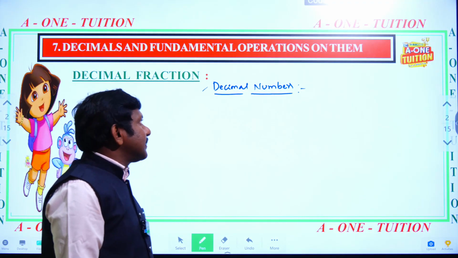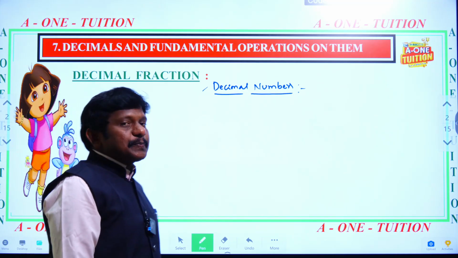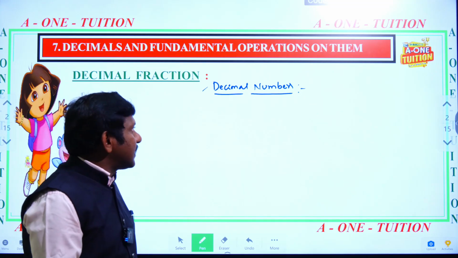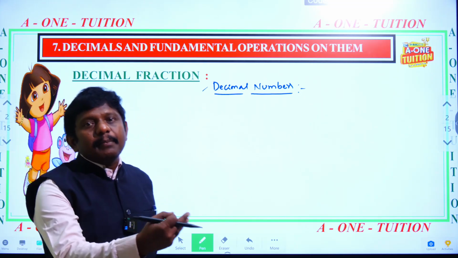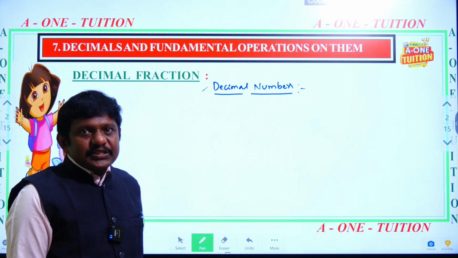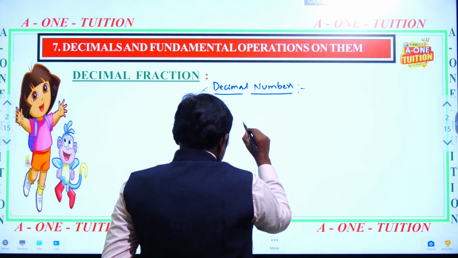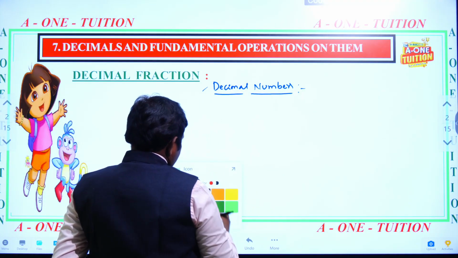Exactly, what is meant by decimal numbers? Numbers which can be expressed in the form of a decimal are called decimal numbers. Numbers which can be expressed in decimal form, we call them decimal numbers.